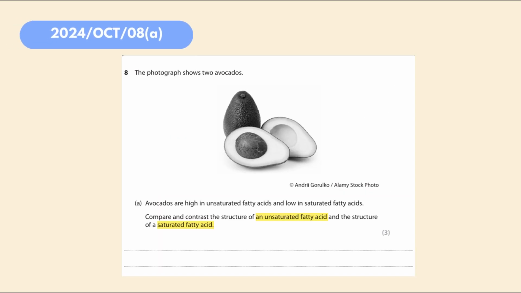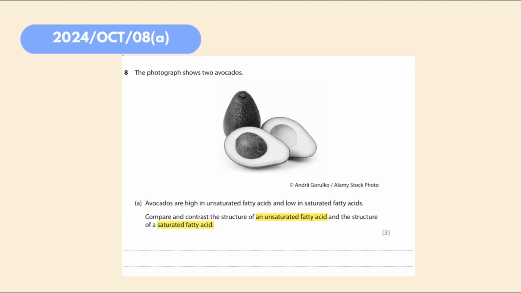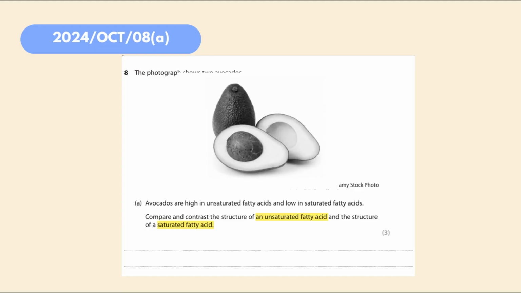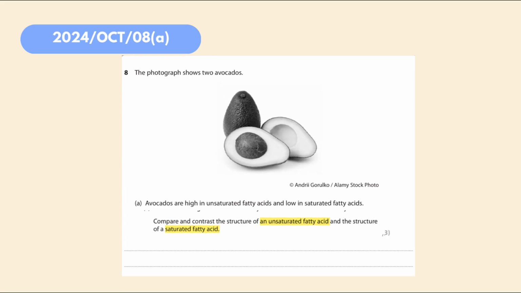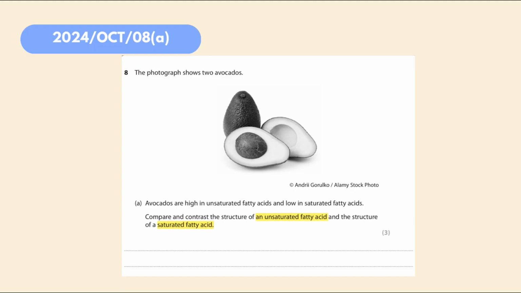And next, moving on to another question from the October 2024 paper. Again, question number 8. Apparently, the examiner seems very interested in putting lipid questions as the final question number 8. I hope so. So again, here you start the question with a nice avocado picture, and the question asks you to compare and contrast the structure of an unsaturated fatty acid and a saturated fatty acid.